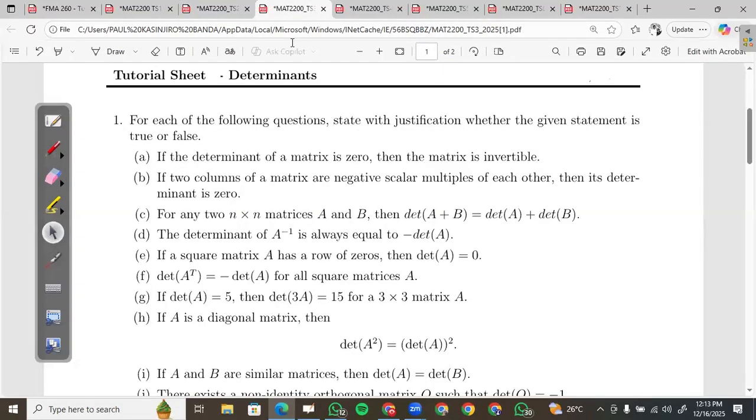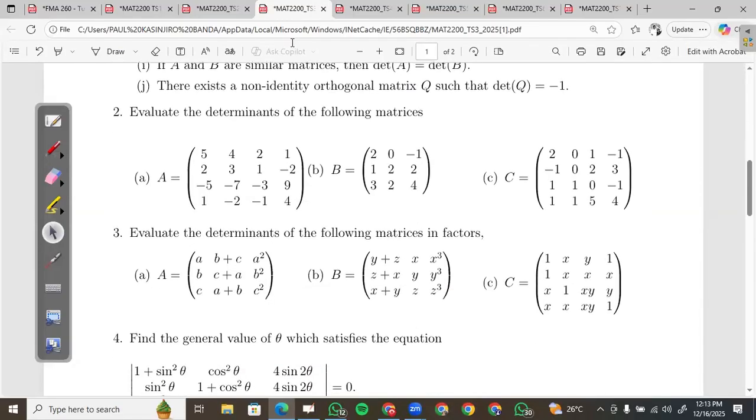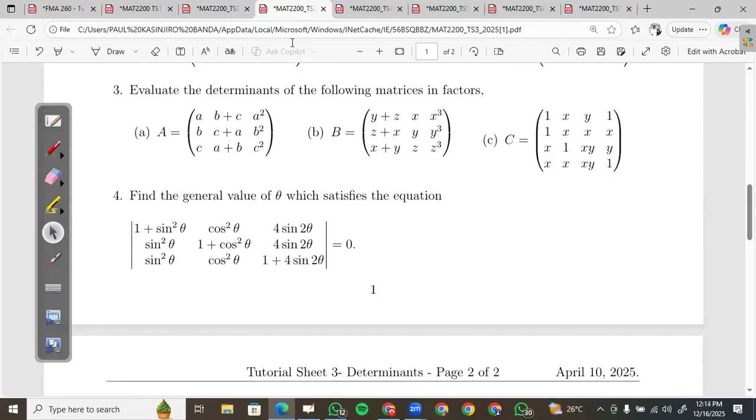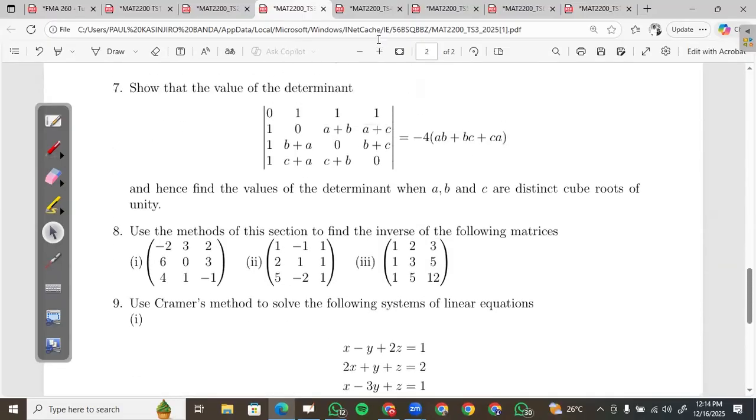Tutorial sheet 3, determinants. We start with the properties here. We explain very well how to go about them, and then we evaluate the determinants for these matrices. We use the properties of the matrices. All these questions are there to help you understand the concept.